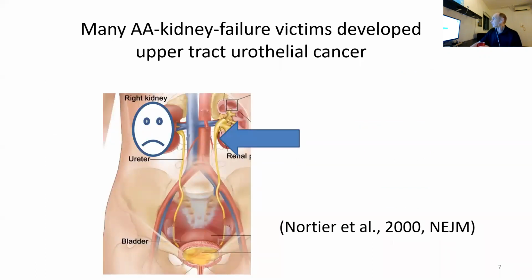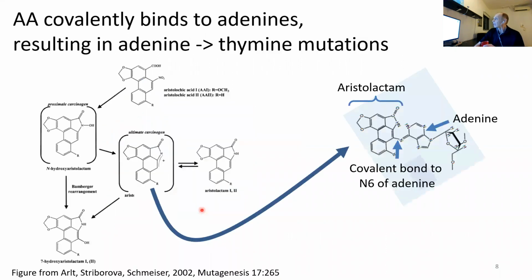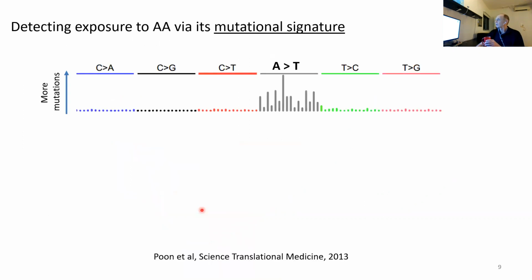Later on, many of the kidney failure victims developed upper tract urothelial cancers. That's cancer in the lining of the upper part of the tube that drains the kidney. Okay, so AA covalently binds to adenines, and it results in a fairly high number of adenine to thymine mutations.